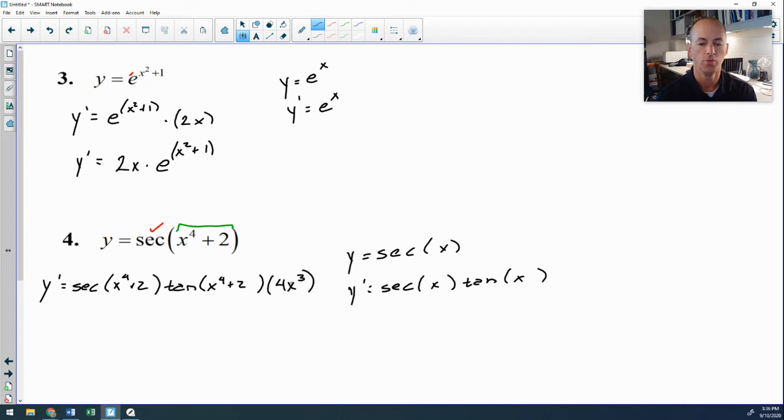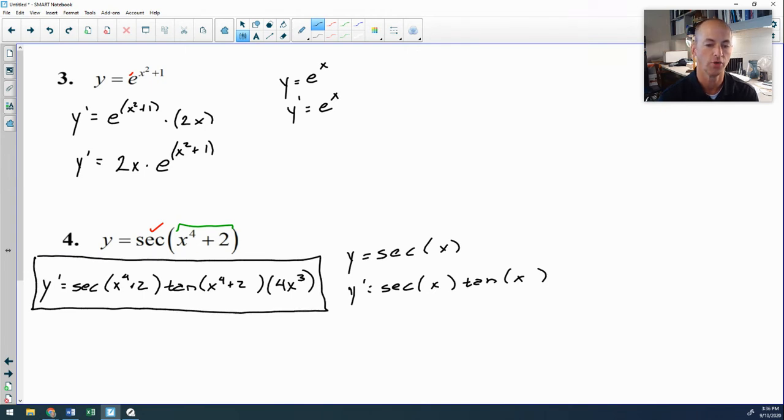And you only do one 4x cubed because there's only one x to the 4th plus 2 in your original equation. A few people will accidentally do 4x cubed twice because you see 2 x to the 4ths in here. However, the original problem only had a single x to the 4th plus 2 on the inside, so we only need a single 4x cubed in the chain rule.